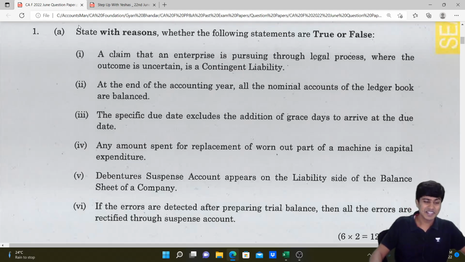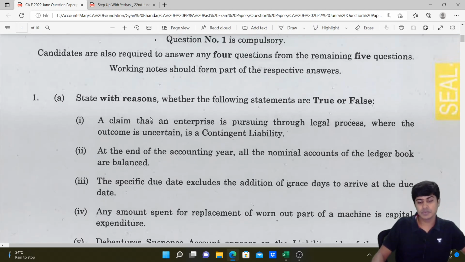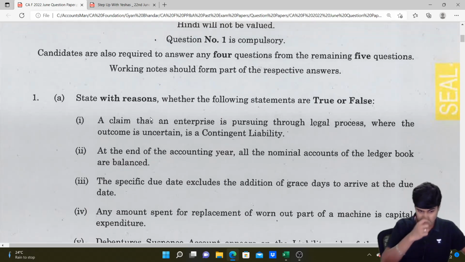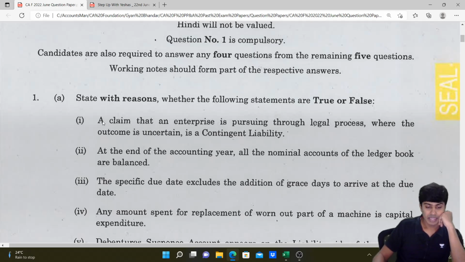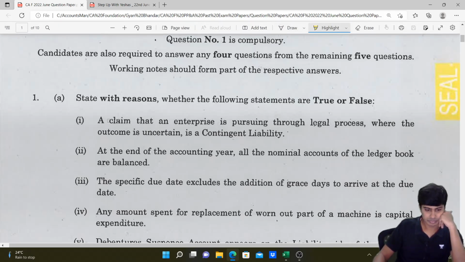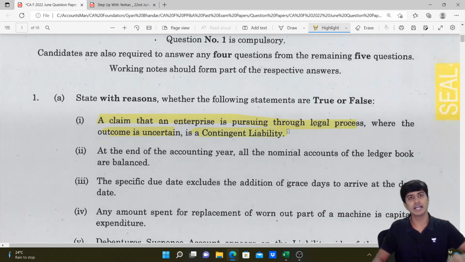Fine. Let's start. Question number 1A. State with reasons whether the following statements are true or false. With reason, we will definitely do that. Number 1: a claim that an enterprise is pursuing through legal process, whereas the outcome is uncertain, is a contingent liability. Is the answer true?